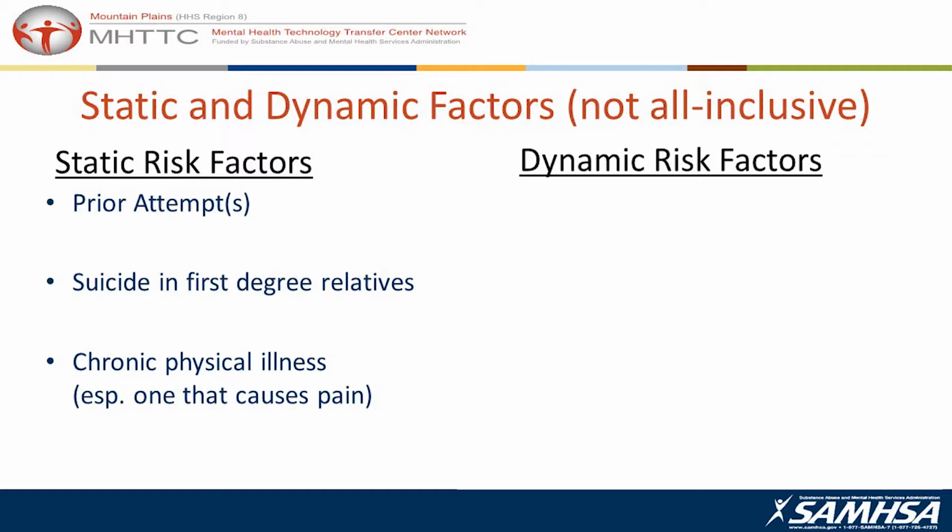And then chronic physical illness, particularly those that cause pain. If there's not much that we can do to intervene there, that's a risk factor, although there certainly are things that we can do. But people in pain, particularly chronic pain, are in a higher risk category in terms of suicide risk.